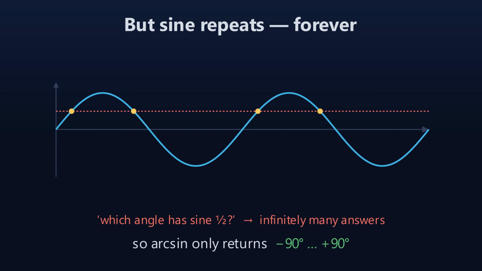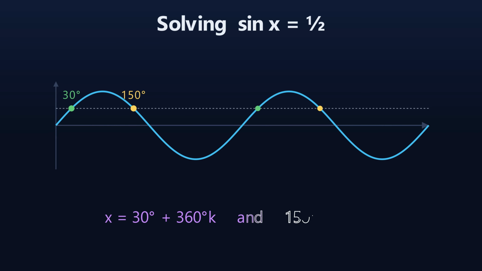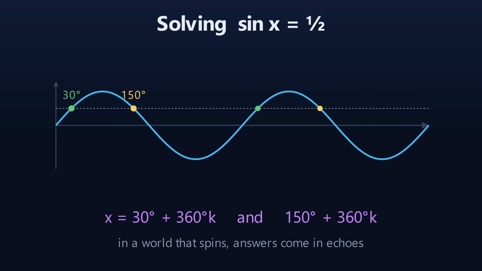This is the heart of solving trigonometric equations. When you solve something like sine of x equals 1/2, the calculator gives you the doorway, 30 degrees, but the full solution is a whole repeating family, 30 degrees, and its mirror at 150, and every one of those, plus a full 360-degree lap, again and again. In a world that spins, answers don't come one at a time. They come in endless echoes.